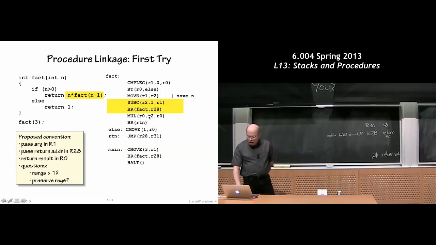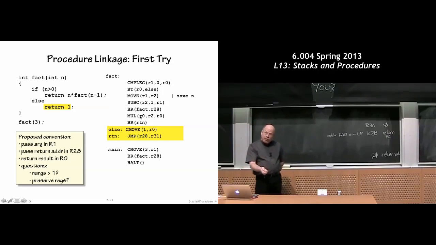And when I come back, I'll take the result that came back in R0, and I will multiply it by the saved value of R2, which is the value of n. So that would be n times factorial of n minus 1. That's what that multiplication is doing, because factorial of n minus 1 will be in R0 when the procedure call returns, and R2 is where I saved my copy of n.